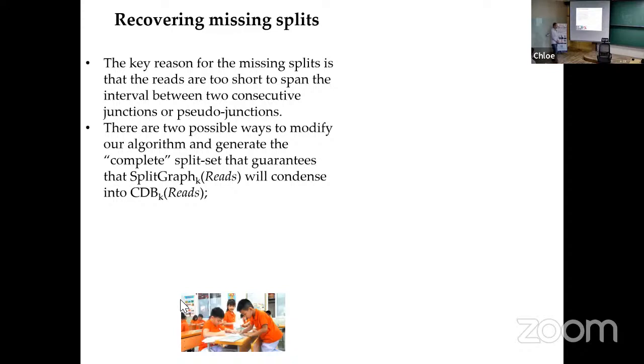So the key reason for missing splits is that reads are too short to span the interval between two consecutive junctions. There are 2 possible ways to modify our algorithm to generate the complete split set. Talk to your partner to discuss how we can possibly modify the algorithm to generate a split set that results in the correct condensed graph.